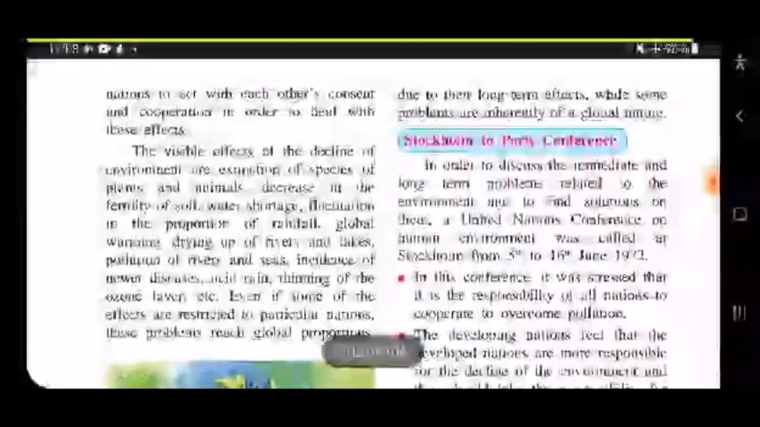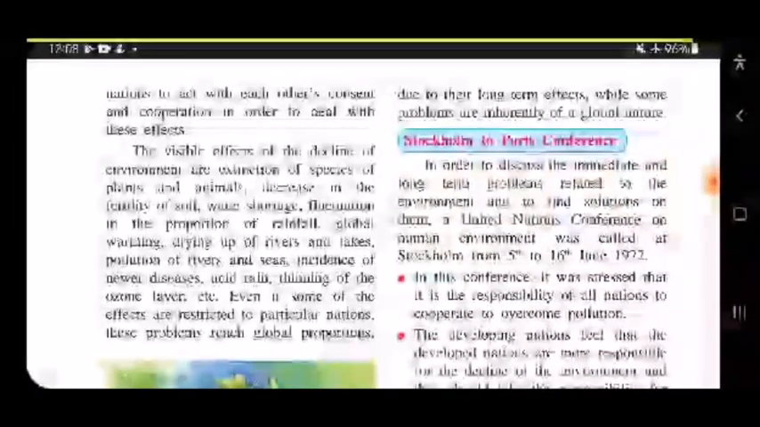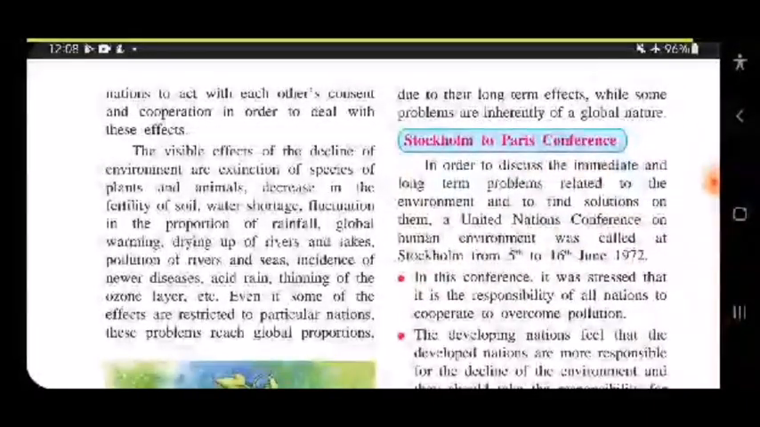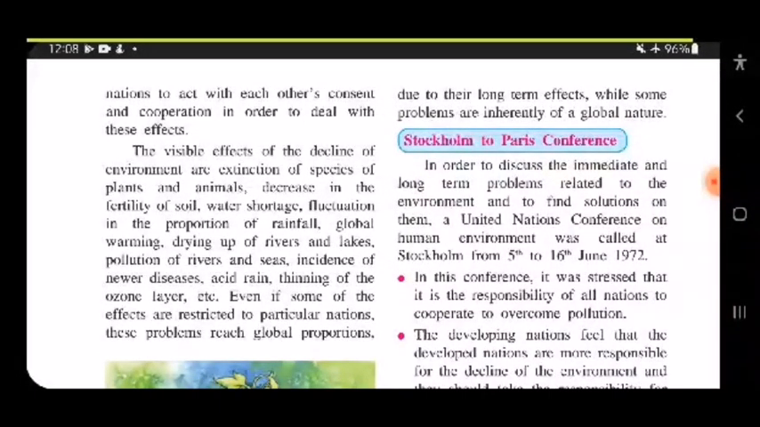It becomes necessary for nations to act with each other's consent and cooperation in order to deal with these effects. So, to solve this problem, the countries should come together. Only then can the problems be solved. The visible effects of the decline of the environment are the extinction of species of plants and animals. Even now, we see that there are certain kinds of animals and plants which are extinct, which you can't find anymore. So we have to look into that.